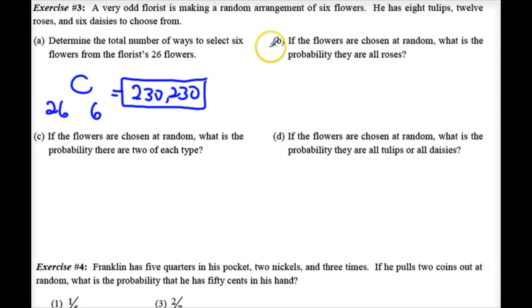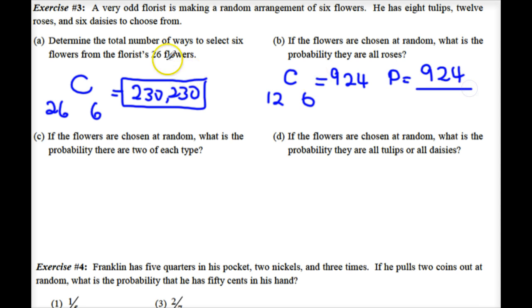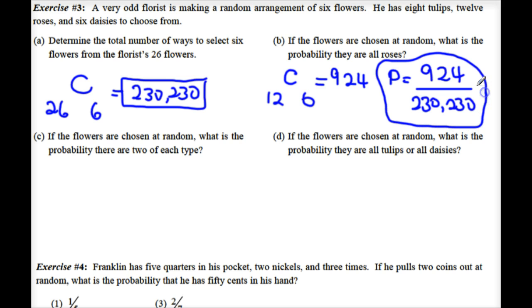It says, what is the probability that they will all be roses? So first, let's see what if they're all roses. How many roses do we have? Back here, roses, roses. There are 12. And remember, he's making a 6-flower arrangement. So it will be 12 choose 6, which will give you 924. Now the probability of this would be the possible outcome, which is 924, out of the total, which we calculated in part A as 230,230. And this will be my final answer.